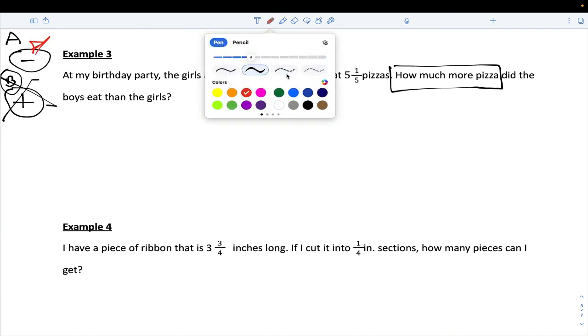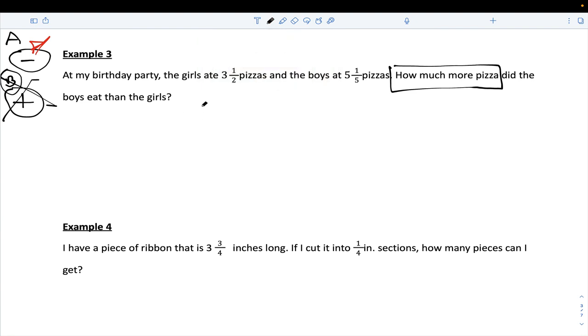Go ahead and set it up. Second tricky thing. We want to subtract the bigger number first. 5 1/5 is bigger than 3 1/2. Do not put 3 1/2 first. 5 1/5 is bigger. Place that above it. Henry. First thing after that is to change the denominator.